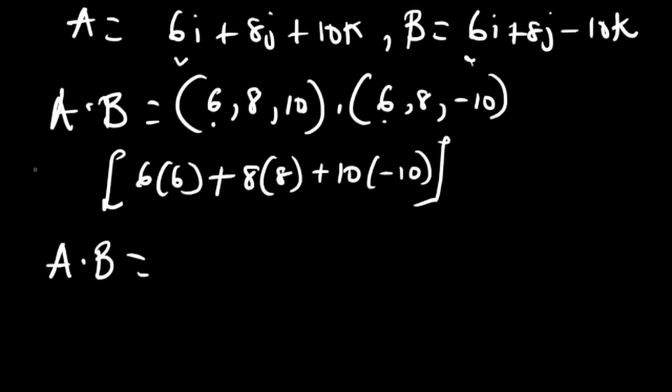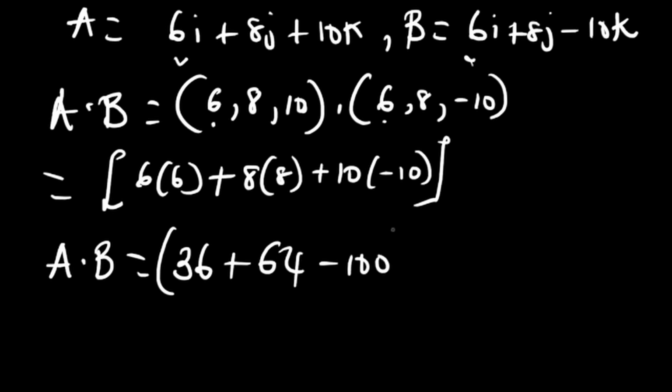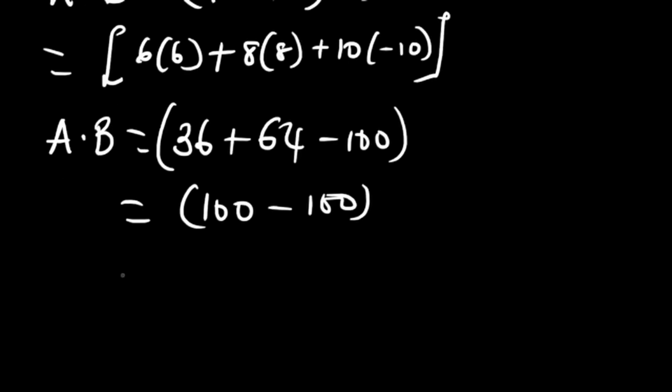So A dot B equals 6 times 6 is 36, plus 8 times 8 is 64, and then 10 times minus 10 is minus 100. Simplifying further, we have 36 plus 64 gives us 100, minus 100. And then when we simplify further, we'll see that our A dot B equals 0.